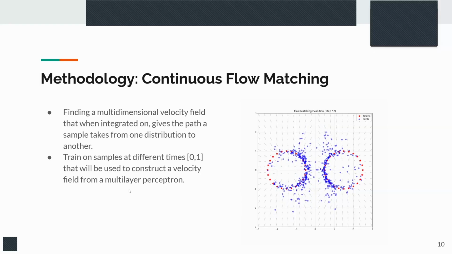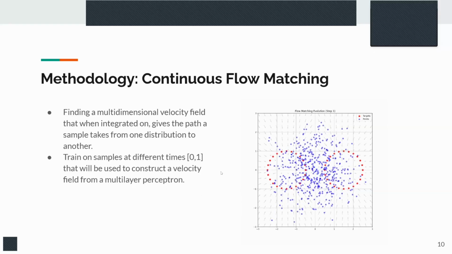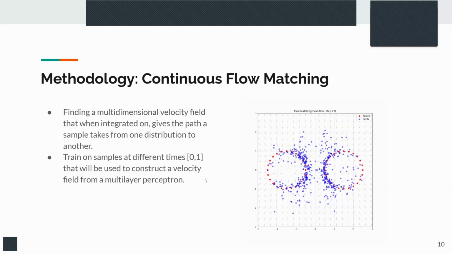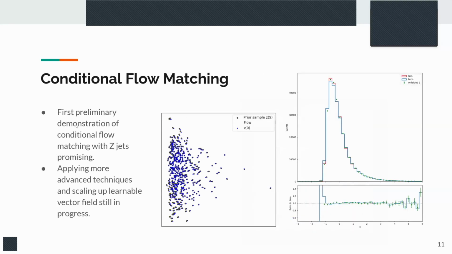The velocity field is learnable and uses a multi-layer perceptron. You could use any learnable function. This is just what we choose for simplicity.